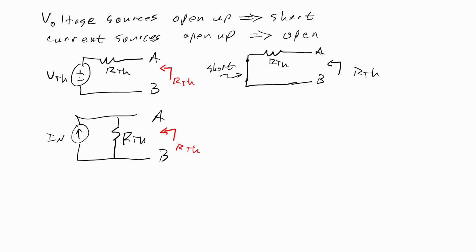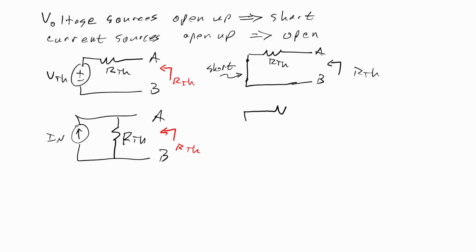We want to find RTH, so we'll open up the current source. Opening up the current source means we just turn it into an open. So I'll draw it as if it was still there. We would open it up. Oops, that's not where it is.